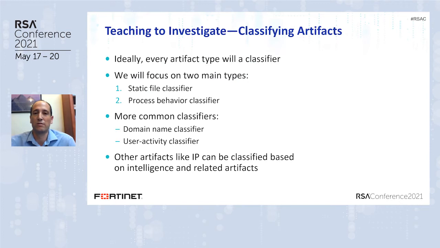Okay, so classifying artifacts. In this presentation, we will focus on static file classifiers and process behavior classifiers. Other common classifiers are domain name or user activity classifiers, which are used for UEBA products, but due to lack of time, we won't cover them. Other artifacts like IP don't necessarily need classifiers. Stuff like intelligence is probably good enough for them.